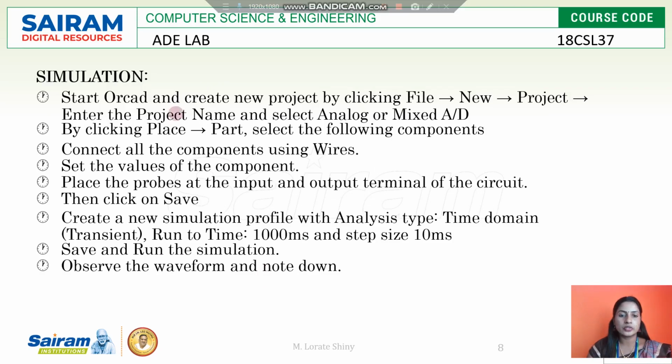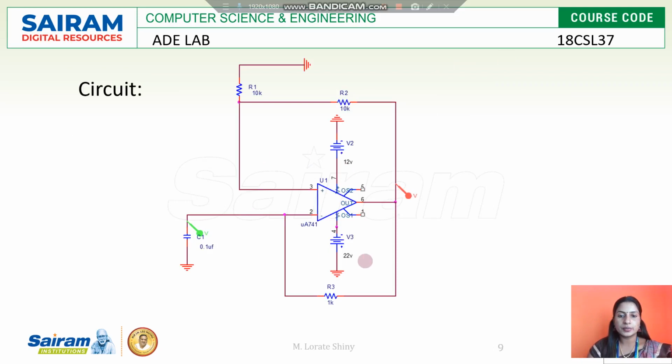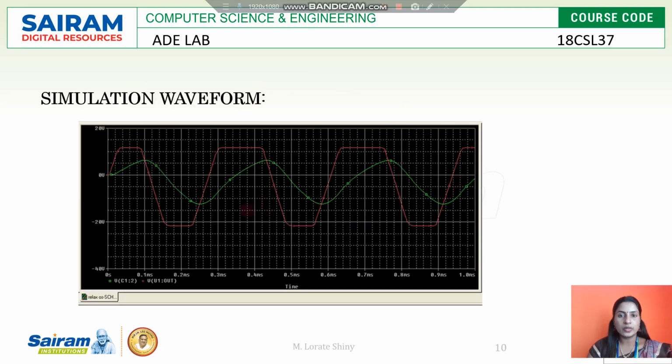So same procedure we have to follow. Here run time is 1000 millisecond and step size is 10 millisecond we have to give to simulate the oscillator. Okay, this is the circuit. Three resistors, 1K, 10K, another one also 10K, one capacitor 0.1 microfarad and two voltage sources, 22 volt and 12 volt. If we simulate, we will get these waveforms. Okay, square wave and capacitor wave.